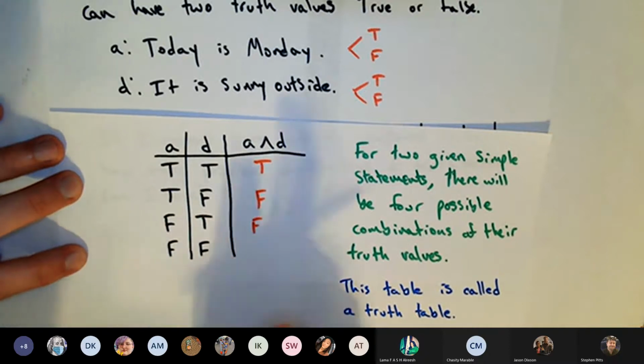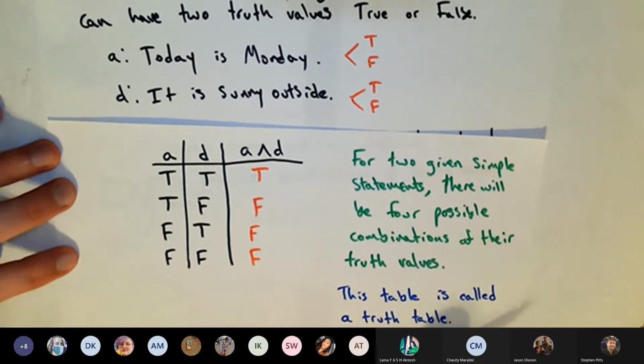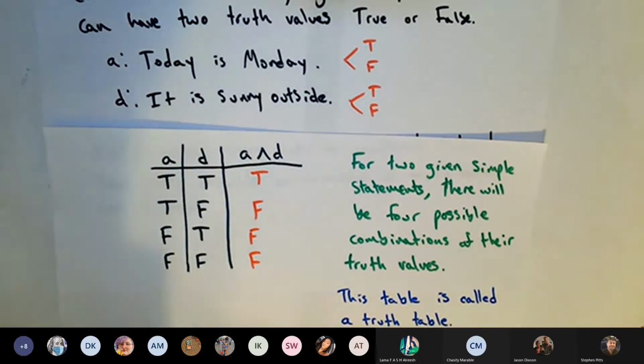Right? And this last row is definitely false. If both are false, then the entire statement is going to be false. So the ands are very strict. An and statement is very strict. And if you think about that, that would make sense. Like, consider this kind of example.